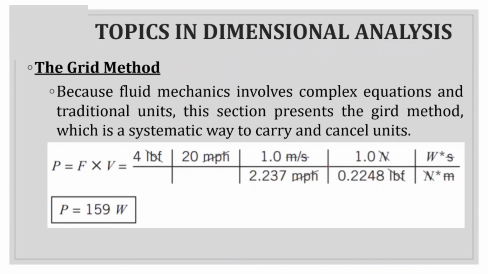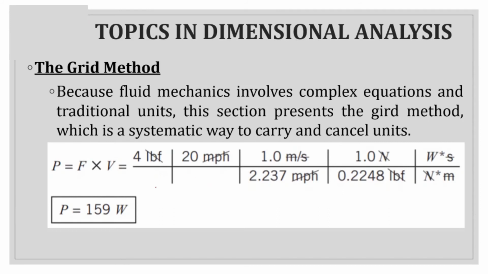So we also have this grid method. Because fluid mechanics involves complex equations and traditional units, which are the SI, USCS, and BG systems, this section presents the grid method, which is a systematic way to carry and cancel out units. So we have this example here.